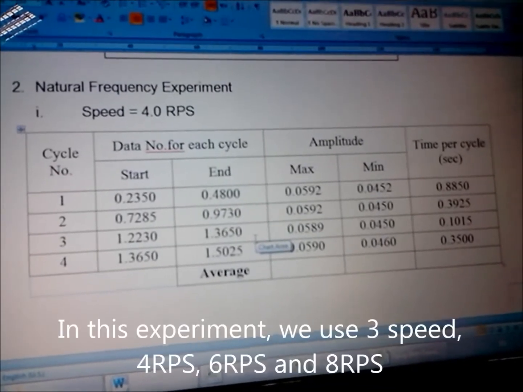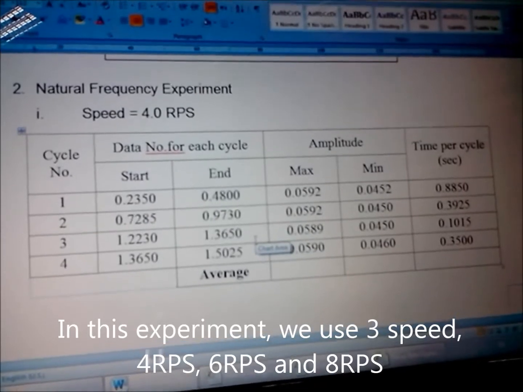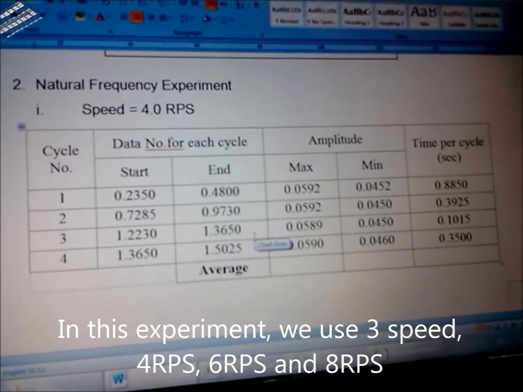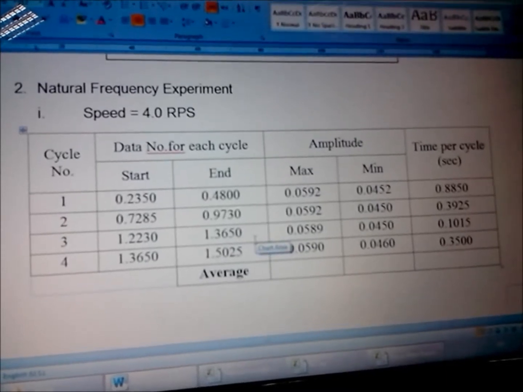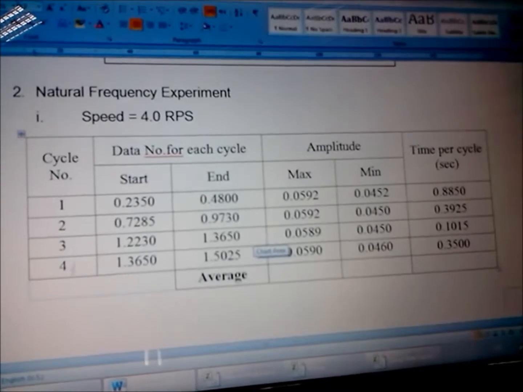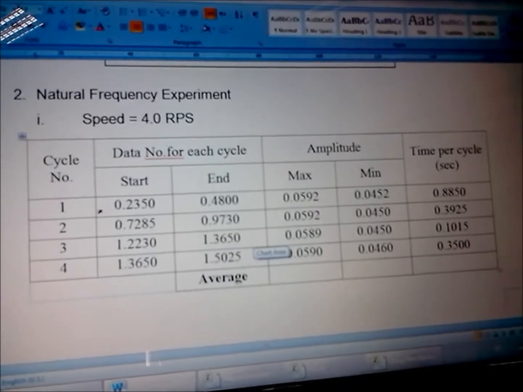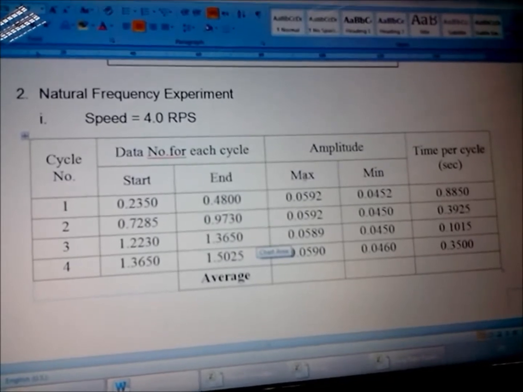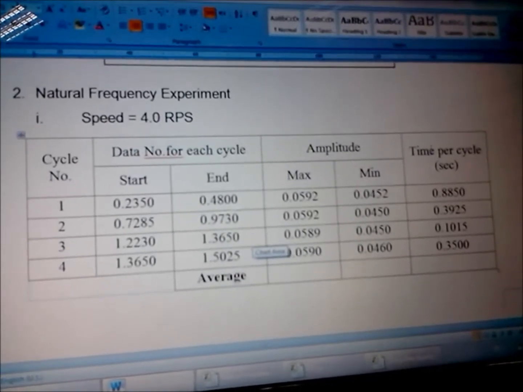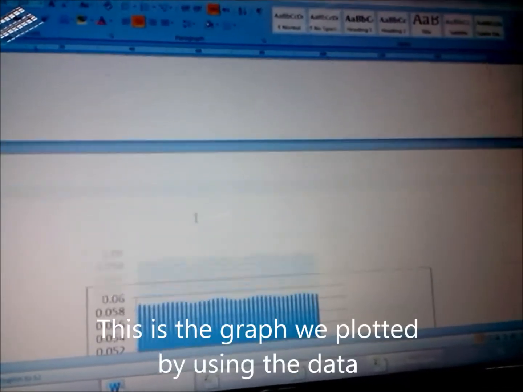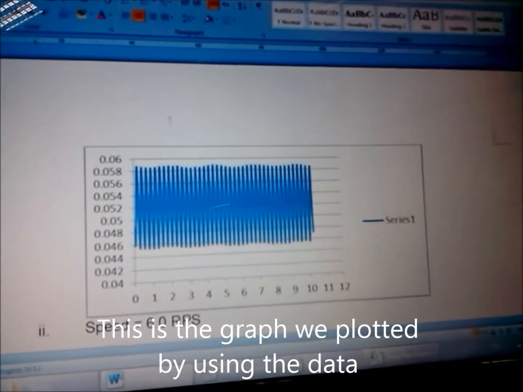In this experiment, we use 3 speeds: 4 RPS, 6 RPS and 8 RPS. This is the table for speed 4 RPS. We do it by using 4 cycles, and for every cycle we take the start, the maximum amplitude, the minimum amplitude, and the time per cycle. This is the data we take, and this is the graph we plot by using the data.